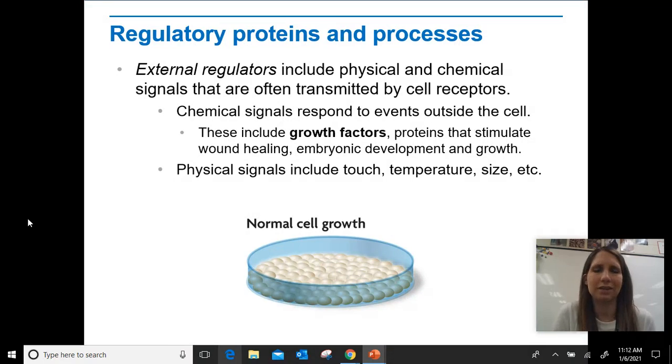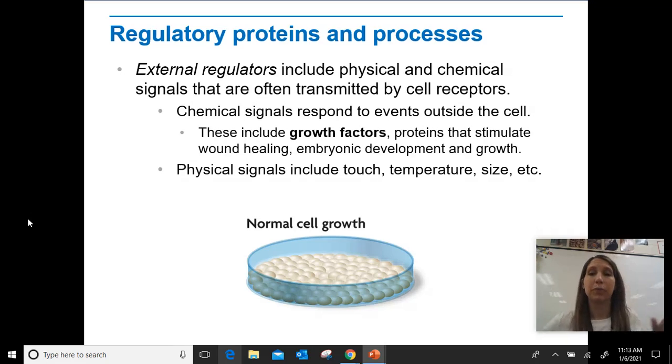So in looking at regulation here first, there are a couple different types of regulation that we can see with cells in terms of controlling the cell cycle and determining whether or not a cell moves from one stage into the next. So external regulators are one factor that can control a cell cycle. There's also going to be internal regulators, and I'll talk about that on the next slide.